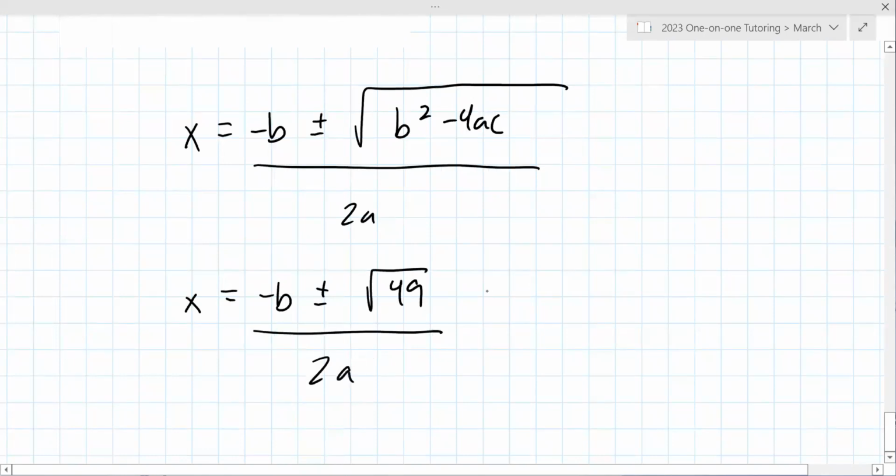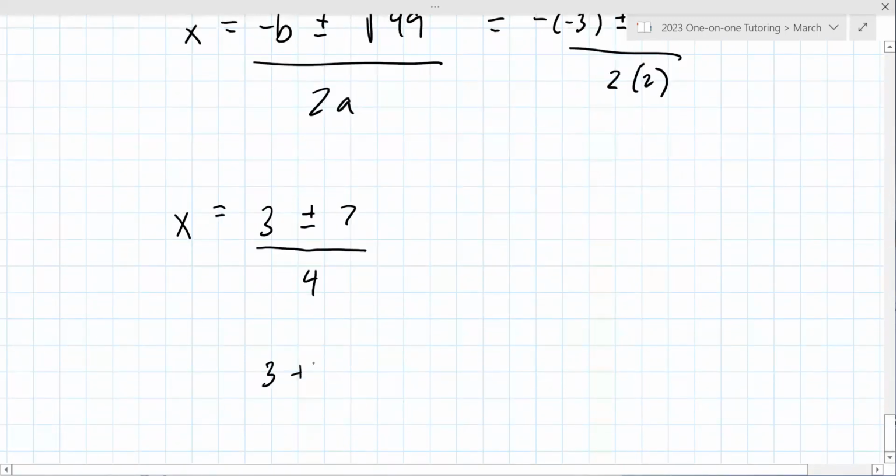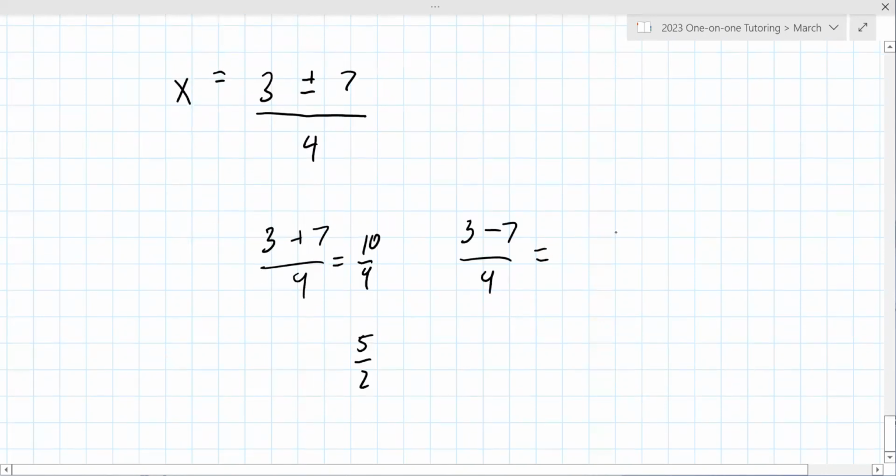So b is -3, so it's minus a -3 plus or minus the square root of 49 over 2 times 2, like that. So we're not in any way done, but maybe doing little pieces here and there is better. So it's 3 plus or minus 7 over 4. This time one of your cases is going to be a fraction: 3 plus 7 over 4, 3 minus 7 over 4. The one on the left is 10 divided by 4, which is 5 over 2. And the one on the right is -4 divided by 4, which is -1.